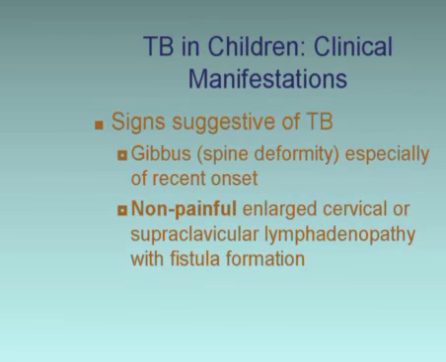So other TB can be of the spine. You can have non-painful large cervical or clavicular lymph nodes, which is very, very common in very small children. We see this quite commonly. They develop big lymph nodes that start draining. That is very commonly due to TB.